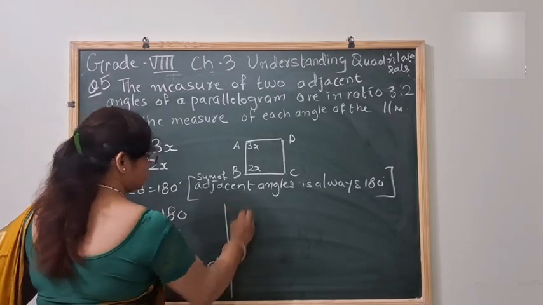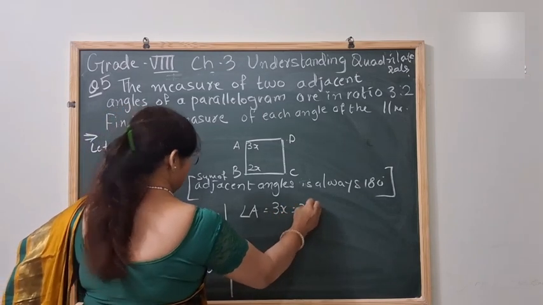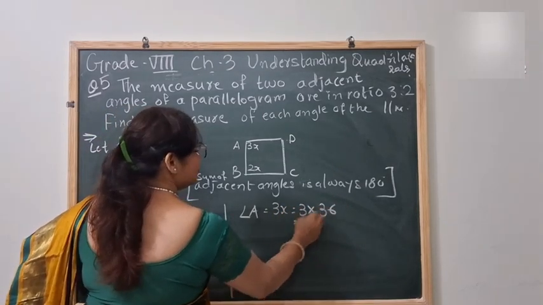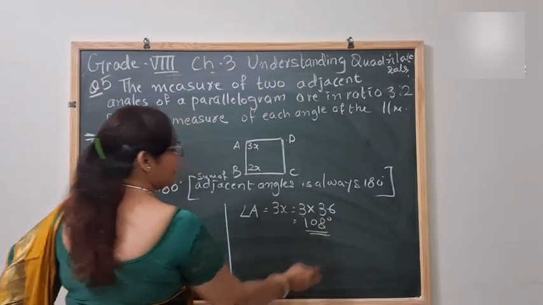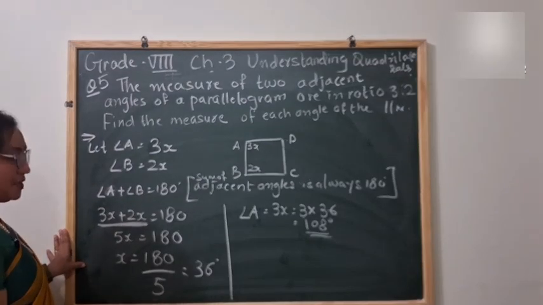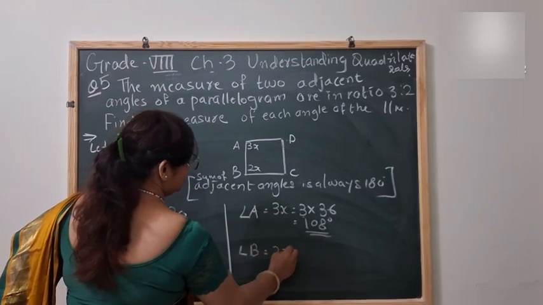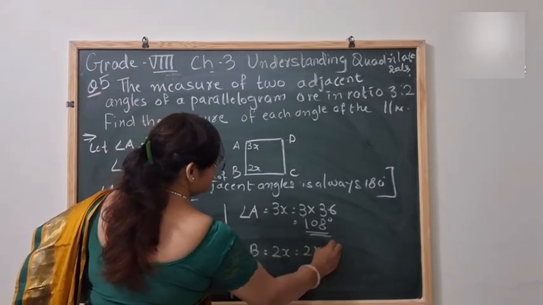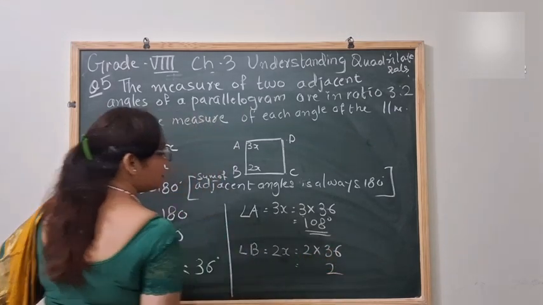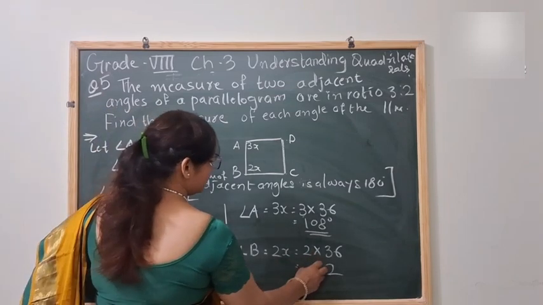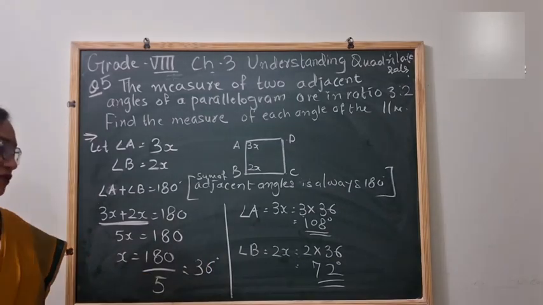So here angle A is equal to 3x, which is 3 into 36, which is 108. 108 is the measure of angle A, and angle B is equal to 2x, which is 2 into 36, which is 72 degrees. That is, the measure of angle B is 72 degrees.